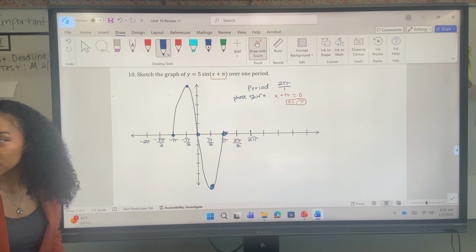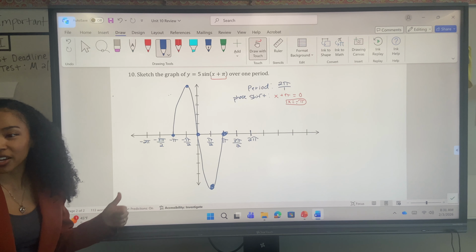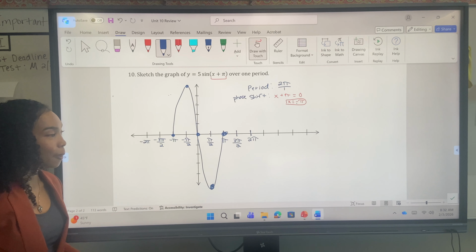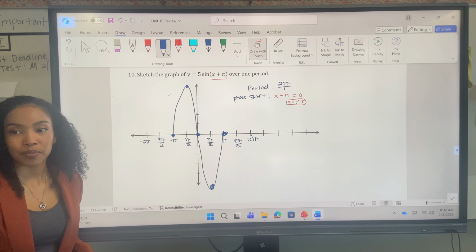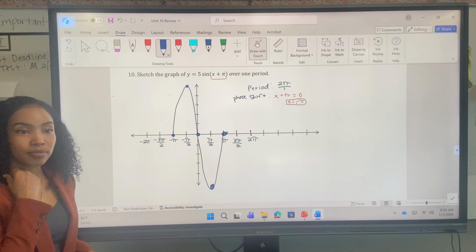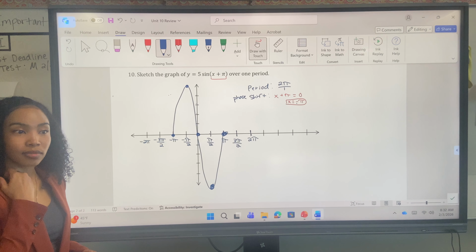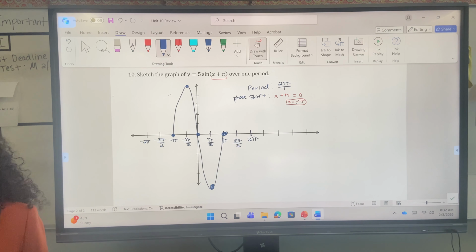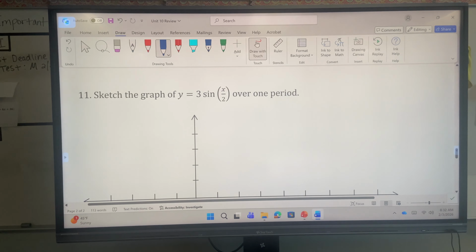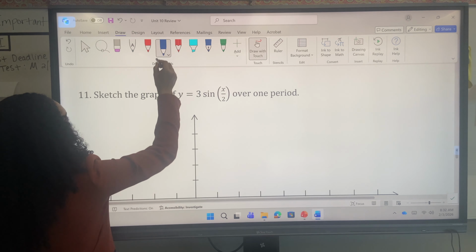Any other questions? Does that one make sense? Okay, you said what would be the B and C value for this one?